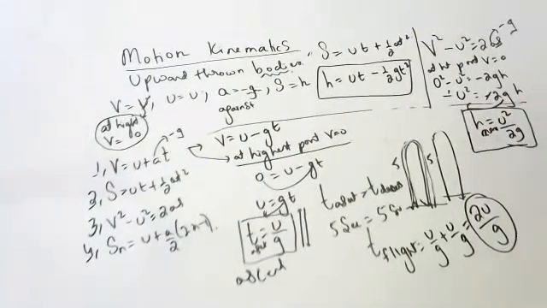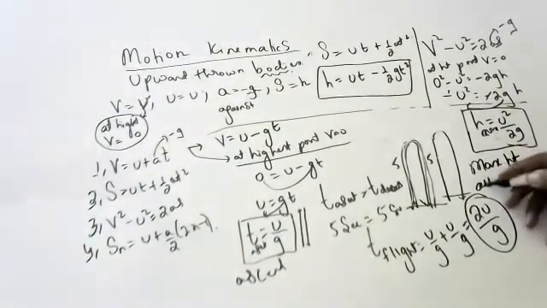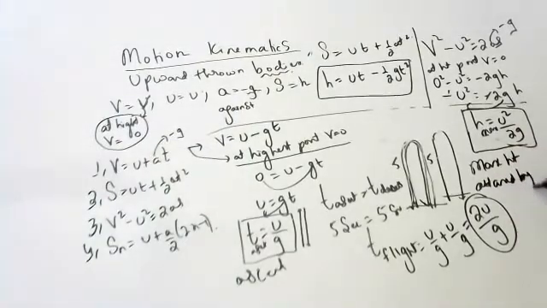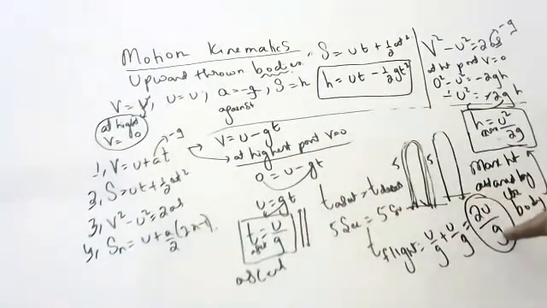What is the maximum height attained by the body? It means u square by 2g. Maximum height attained by the body is given by h is equal to u square by 2g. Time of ascent is u by g. Time of flight is 2u by g. Maximum height is u square by 2g. Like that you have to do, children.